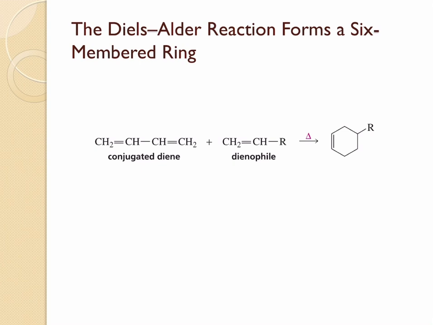The Diels-Alder reaction is a pericyclic reaction in which there is a cyclic shift of electrons. This is going to result in a cyclic transition state which will finally produce the cyclic compound. And because of this, the Diels-Alder reaction can also be called a cycloaddition reaction.